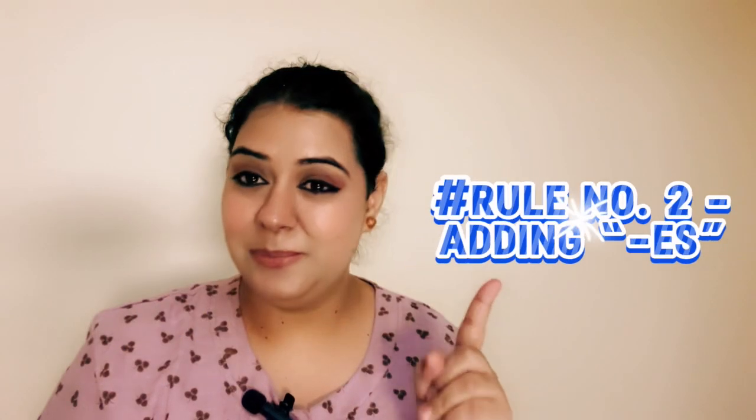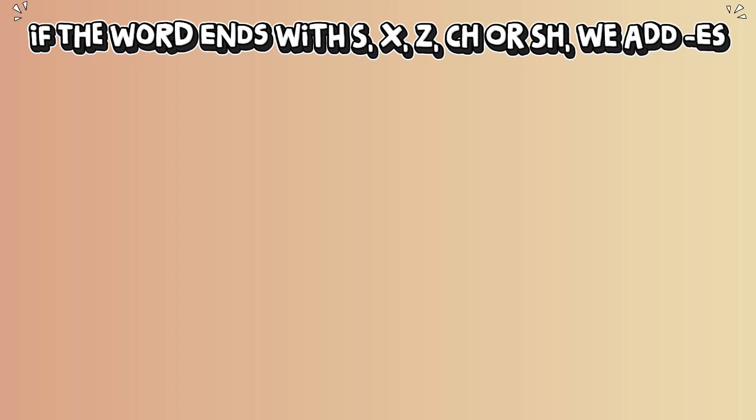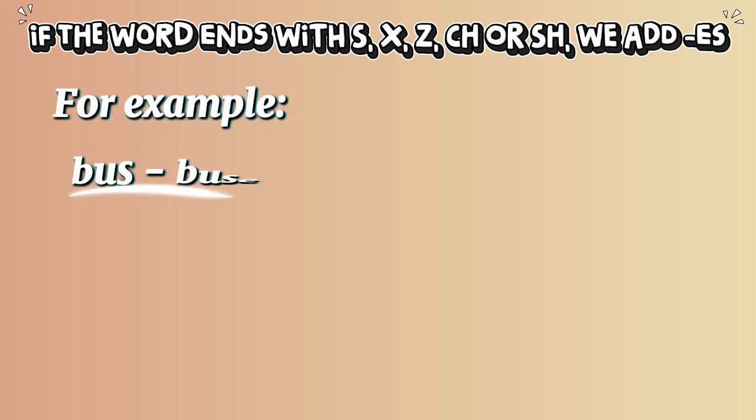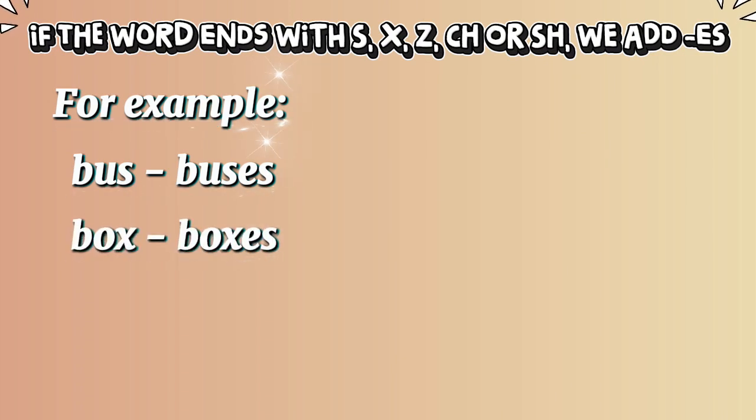So here comes rule number 2. If the word ends with S, X, Z, Ch or Sh, we add ES. For example, bus, buses, box, boxes, dish, dishes. Are you ready to try one?